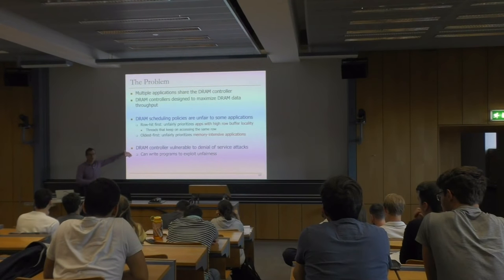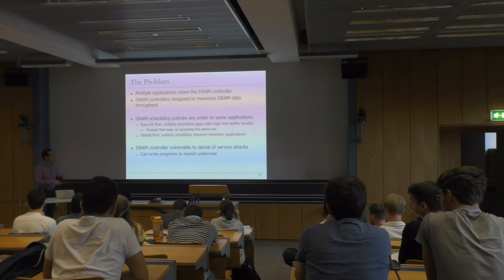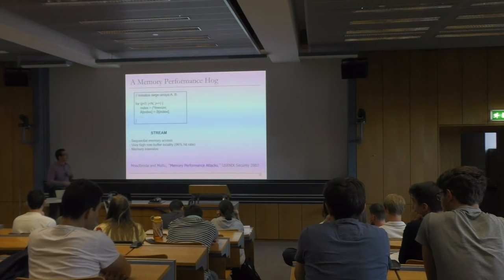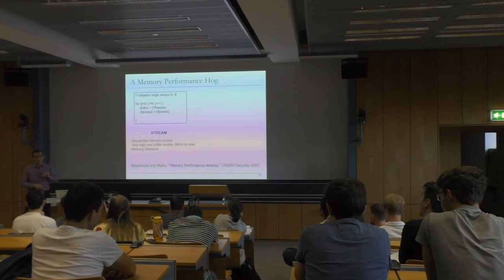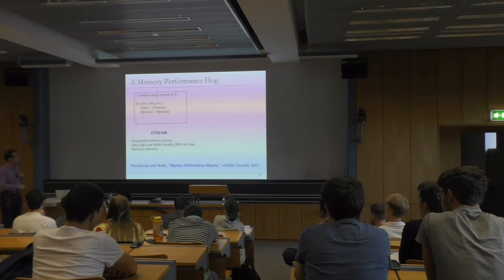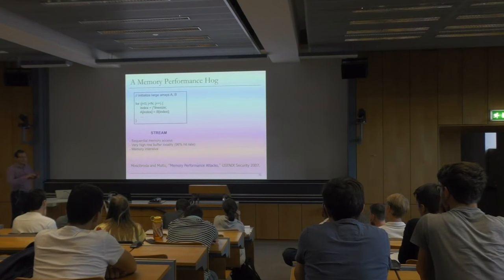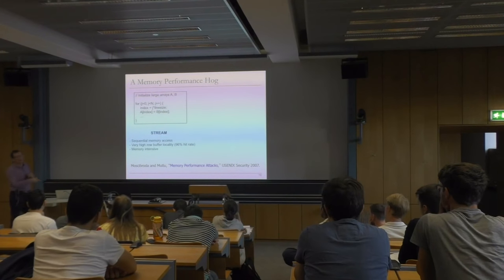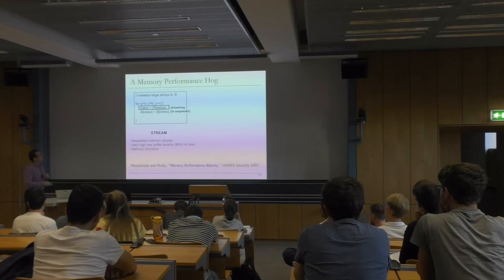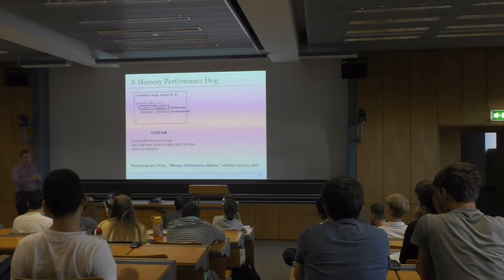In this case, the attack is less severe in the sense that you have a performance attack. It's a denial of service attack. You can write a program to exploit unfairness. And this is the program that we wrote to exploit that unfairness in the paper that we published in 2007. This is a streaming application. It's very simple. As you can see, it's copying one large array to another array, and it's doing this in a streaming manner.